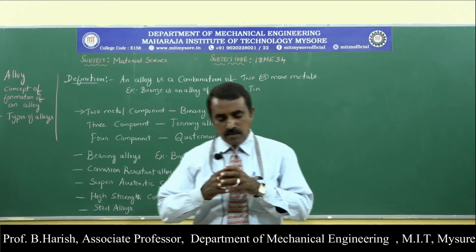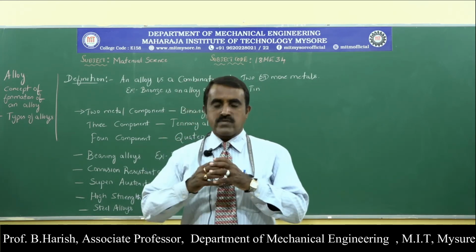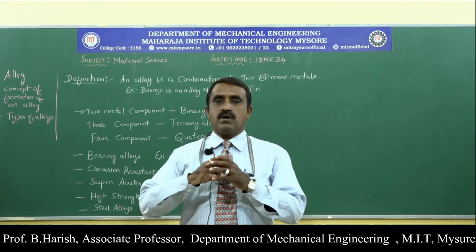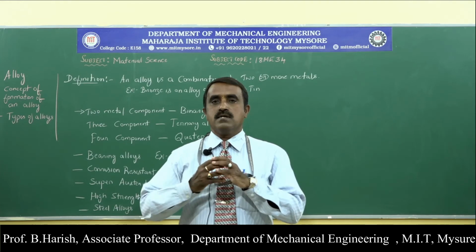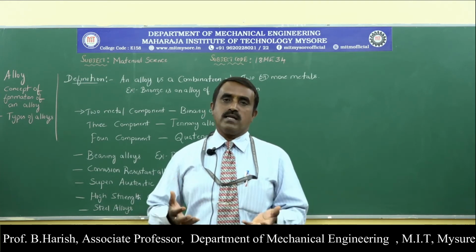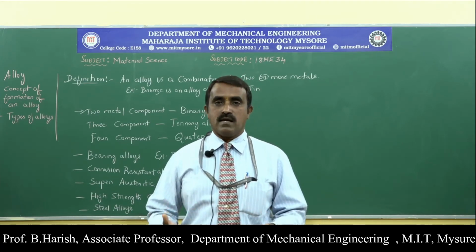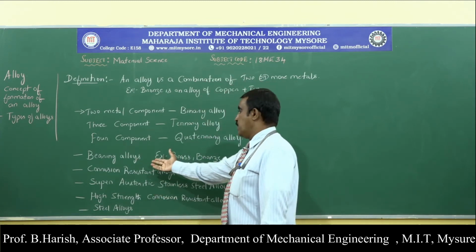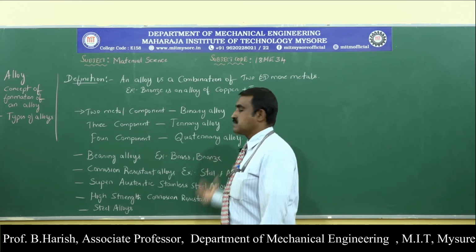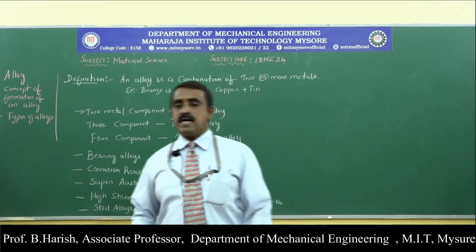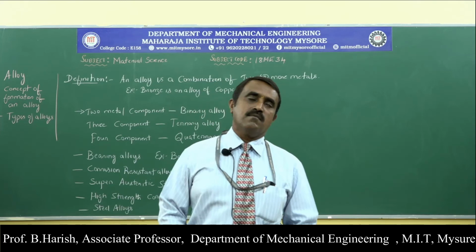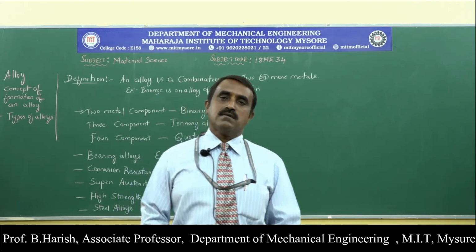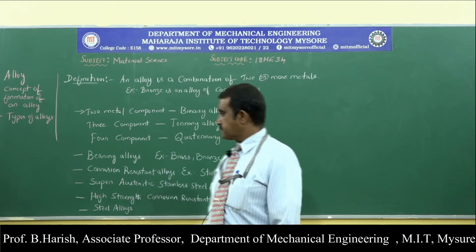So where there is contact between 2 parts of different material, a rubbing action takes place, and due to which wear and tear will be more. To avoid that, we can increase that wear and tear property. That particular type of alloy is called a bearing alloy. Example, brass and bronze. Most of the cases the bearings are manufactured either by brass or bronze. That is one type of alloy.